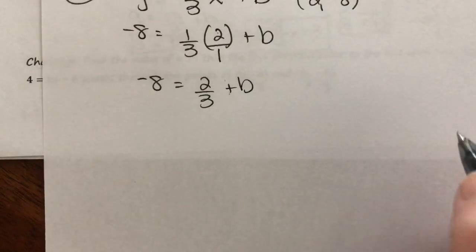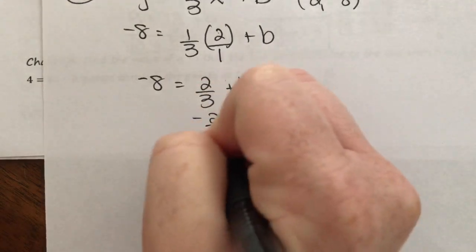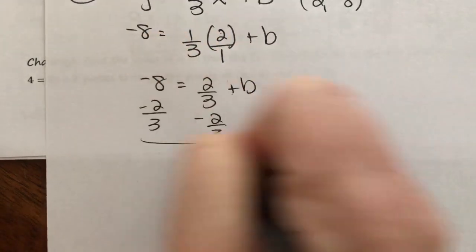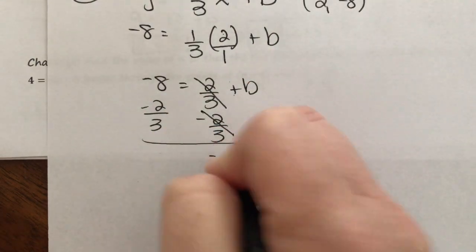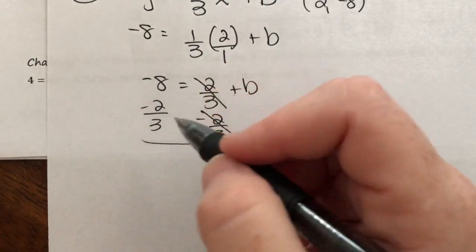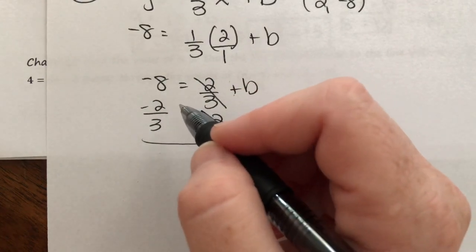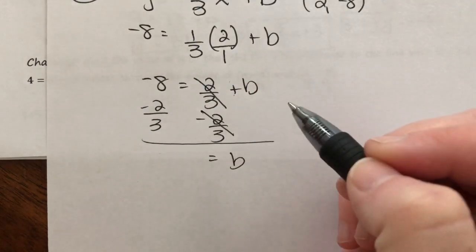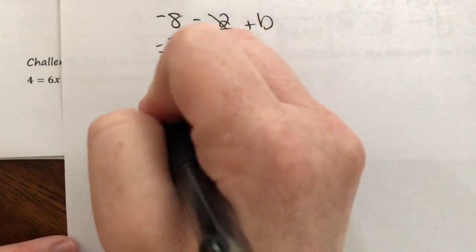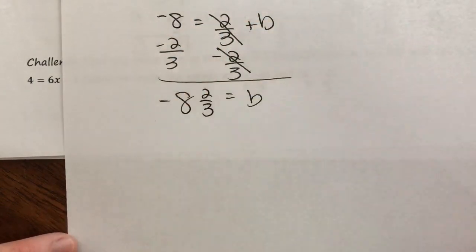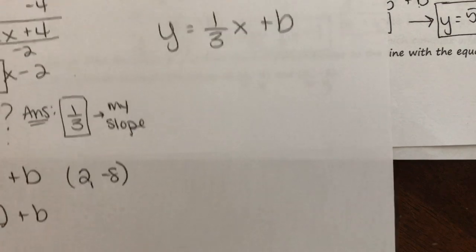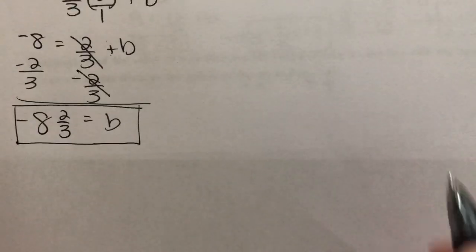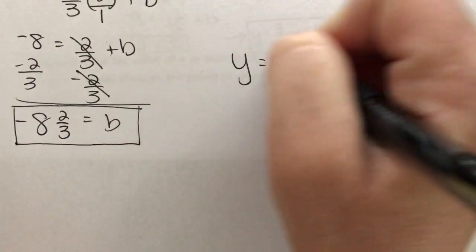Last thing I need to do now to get b by itself is subtract 2/3 from both sides of my equal sign. So these go away, and I'm left with b equals negative 8 minus 2/3. If I'm down in a hole 8 feet and I go down 2/3 of a foot more, how far am I down? Now I'm down 8 2/3, right? So there's my b value. So now I have b, I can plug it into my equation up here, and I'll get y equals 1/3 x minus 8 2/3.